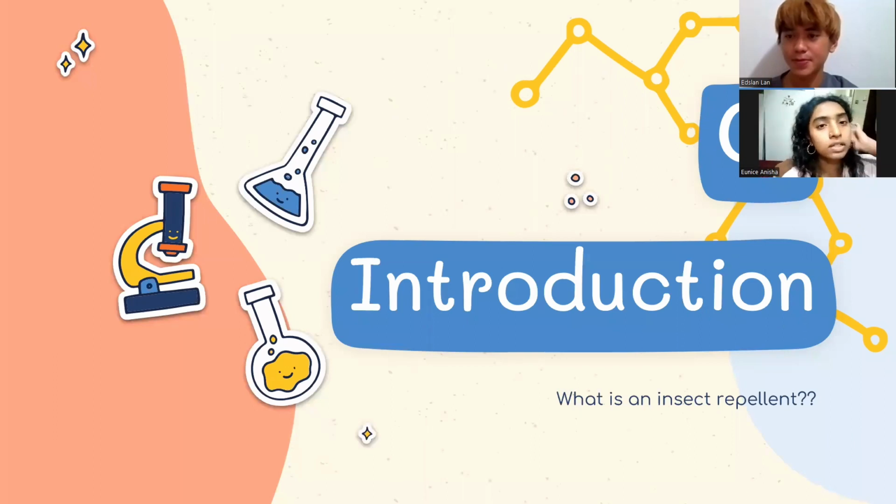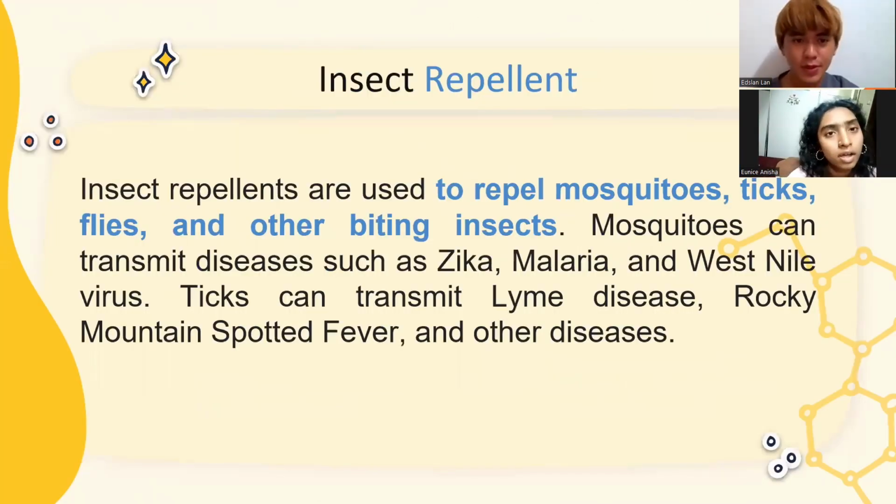So, what is an insect repellent? An insect repellent is basically used to repel mosquitoes, ticks, flies, and other biting insects. This is because mosquitoes can transmit diseases such as Zika, malaria, West Nile virus, and ticks, on the other hand, can transmit Lyme disease, Rocky Mountain spotted fever, and other diseases.